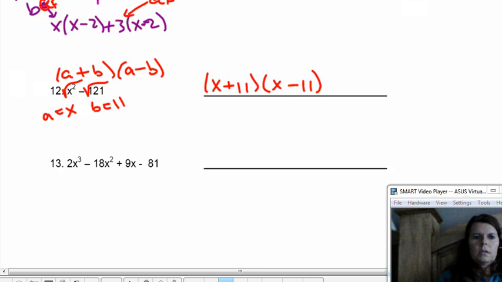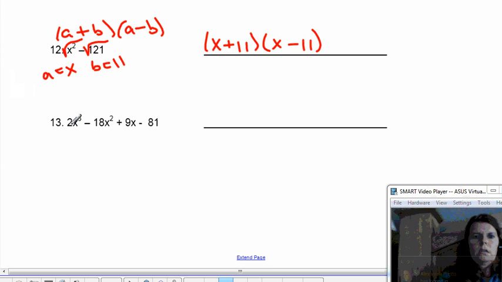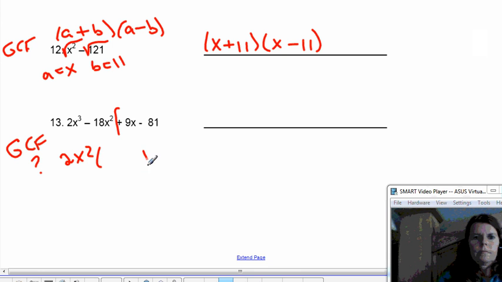Okay, number 13. This one, GCF. So 2, 18, 9, 81 is their GCF. Always try that first. And no, all these were no on GCF. I should have done GCF first on this one as well. But there wasn't one I could see because that was a 1. So split the middle. And our GCF on this side is 2x squared. If we divide by 2x squared, we're left with x. If we divide by 2x squared, we're left with 9, and it's a negative 9 because of that minus.